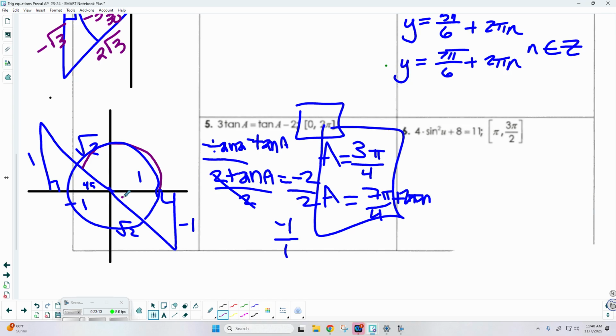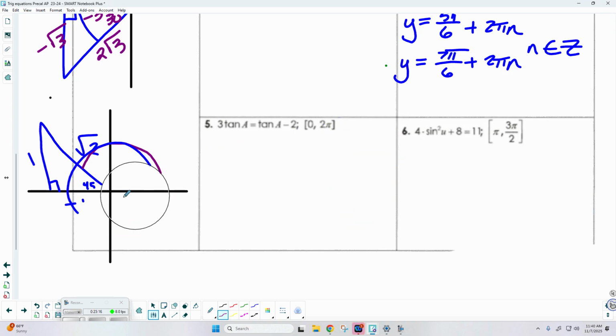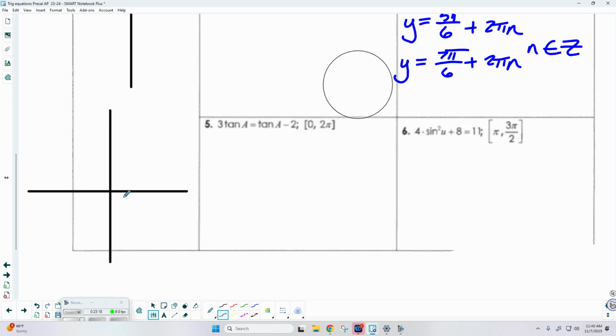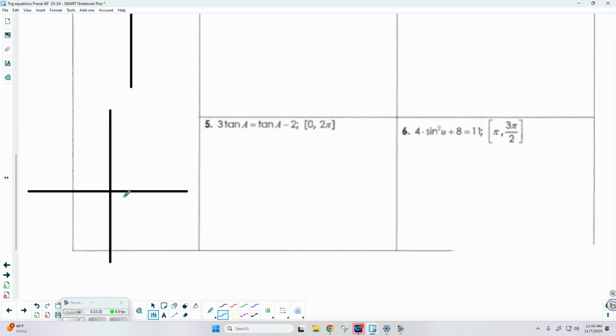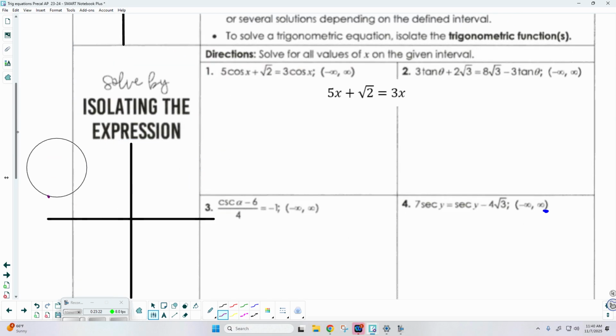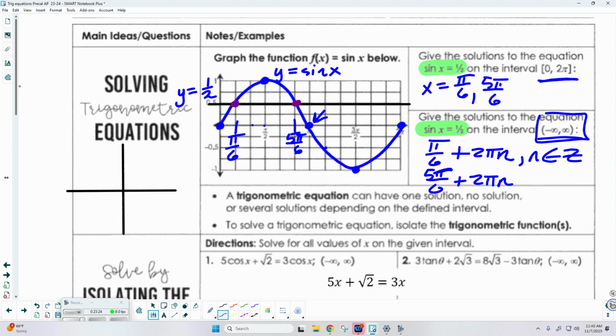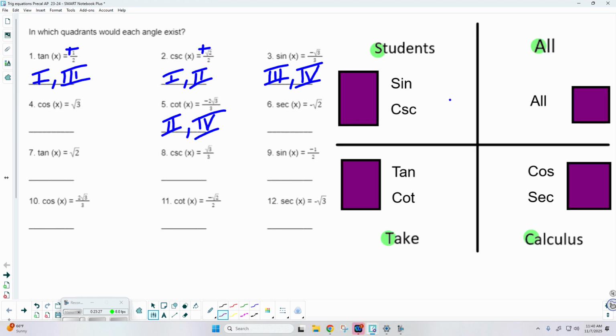All right. Okay, well, let me go ahead and erase this very quickly. And then it is time for our SEL. I'm excited about this.